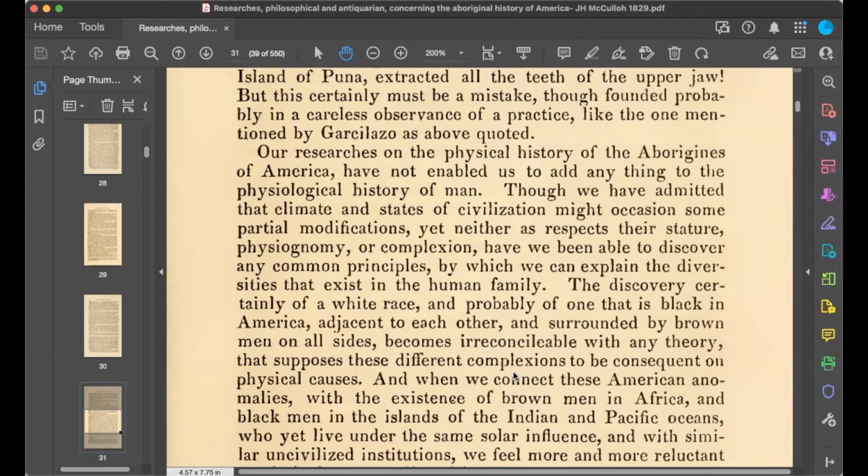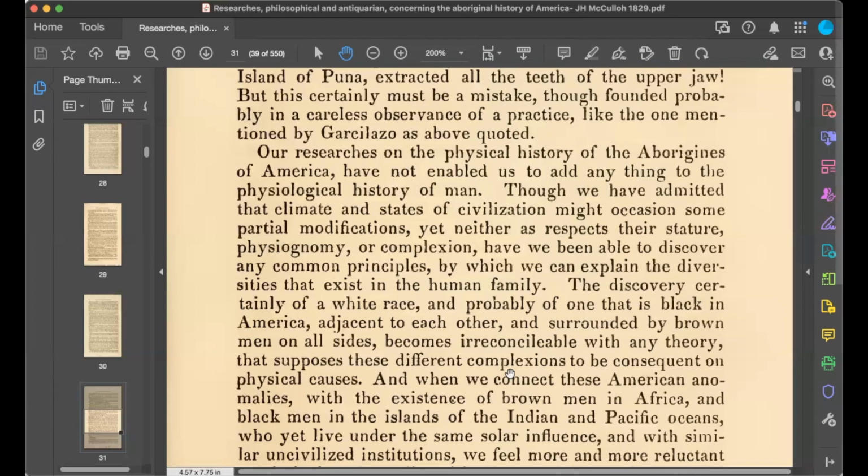Okay? Have we been able to discover any common principles by which we can explain the diversities that exist in the human family? The discovery certainly of a white race, and probably of one that is black in America, probably so-called black, adjacent to each other and surrounded by brown men on all sides, brown men in general, becomes irreconcilable with any theory that supposes that these different complexions to be consequent on physical causes. It's not specific to climate.